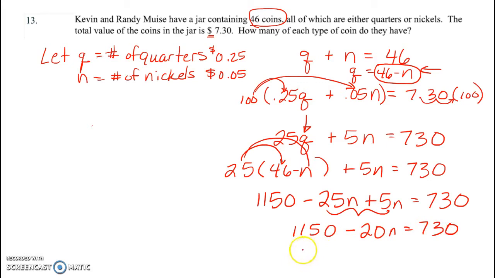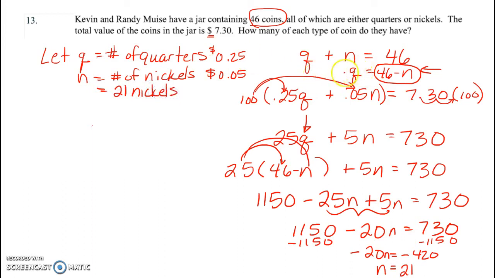I'm going to subtract 1150 from both sides. We get negative 20N equals negative 420. Then divide both sides by negative 20 and you get N equals 21. We have got 21 nickels.